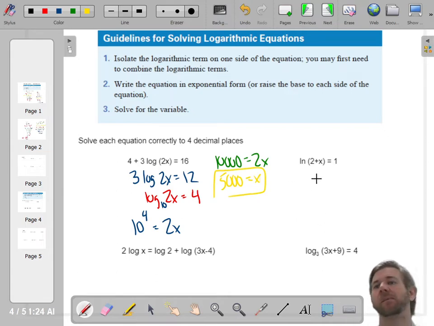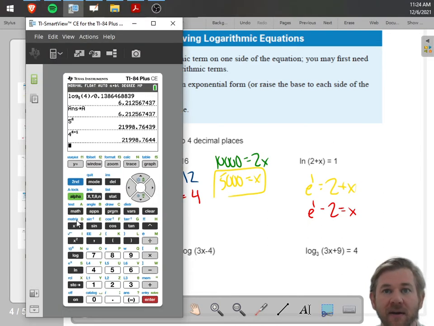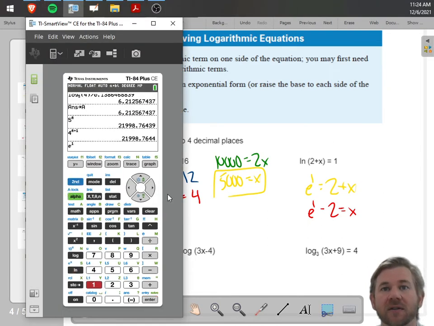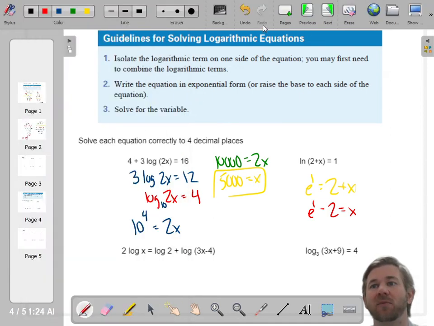Let's try another one. Natural log is base e. So e to the 1st equals 2 plus x. Well, to get x by itself, you subtract 2. So e to the first minus 2 will give you x. I need a calculator, so I'll get my calculator out and I'll say e to the first minus 2. And for the second one, I get 0.3679. X equals 0.3679.